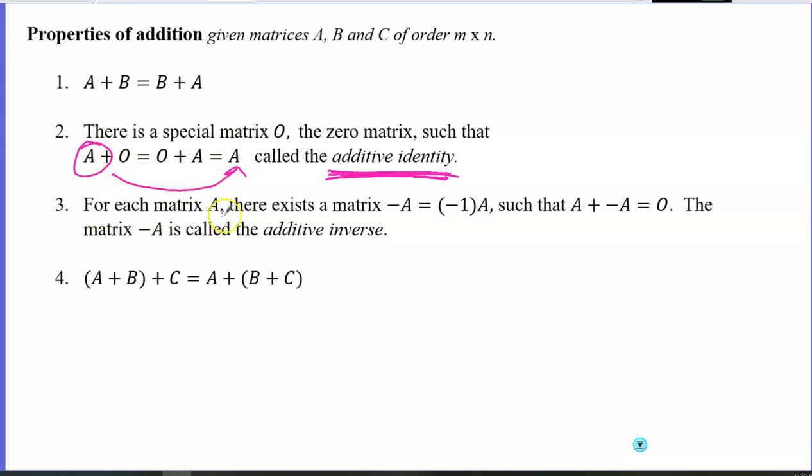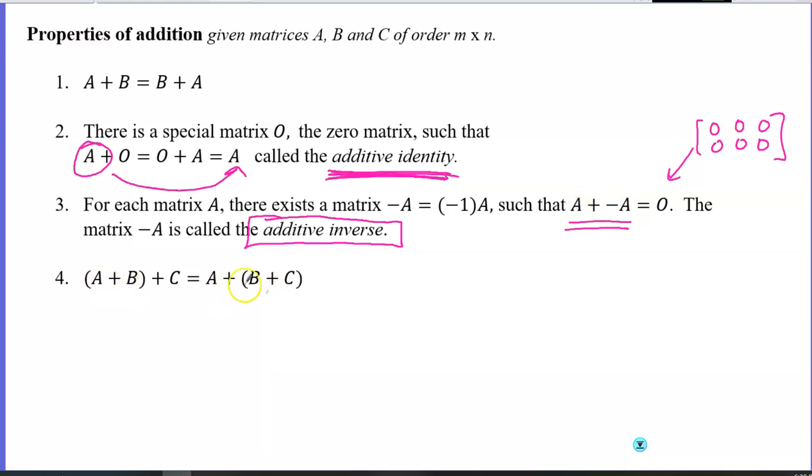Okay, for each matrix A, there exists a matrix negative A, which is basically just your matrix times -1, such that if I add them together, I get the 0 matrix. Remember, the 0 matrix is just a matrix full of zeros. The matrix negative A is called the additive inverse, because it completely undoes the matrix, giving you zeros, the inverse operation of having that matrix in the first place. So that's an additive inverse.